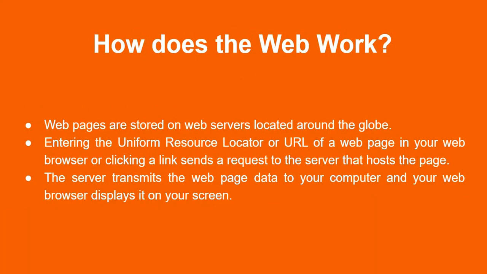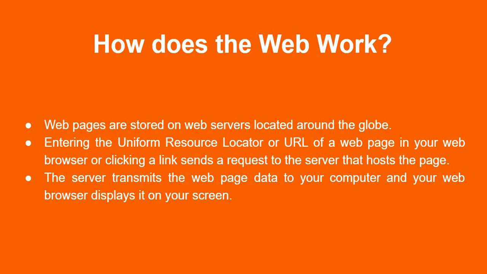How does the web work? First, web pages are stored on web servers located around the globe. Now, we use the Uniform Resource Locator or URL of a web page to send a request to the server that hosts the page. This request is sent using a browser. Then the server transmits the web page to your computer and the web browser displays it on a screen.